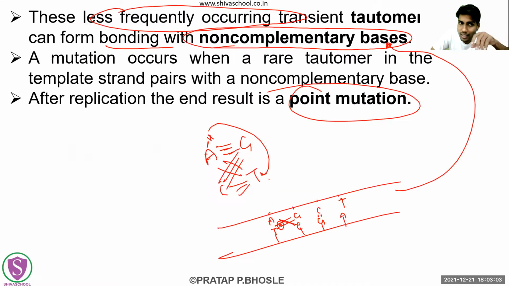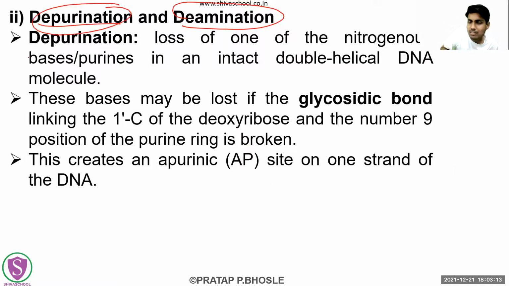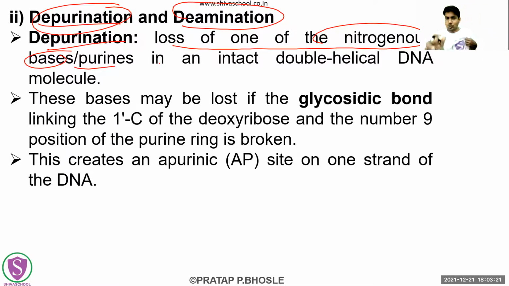Okay. The second part is, how else can the bases be modified? What are the other ways through which these bases can modify? Depurination or deamination. Okay. The name itself will suggest. Okay. Depurination means what? Loss of one of the nitrogenous bases, the purine. If it is lost from that DNA, then that may give this depurination.